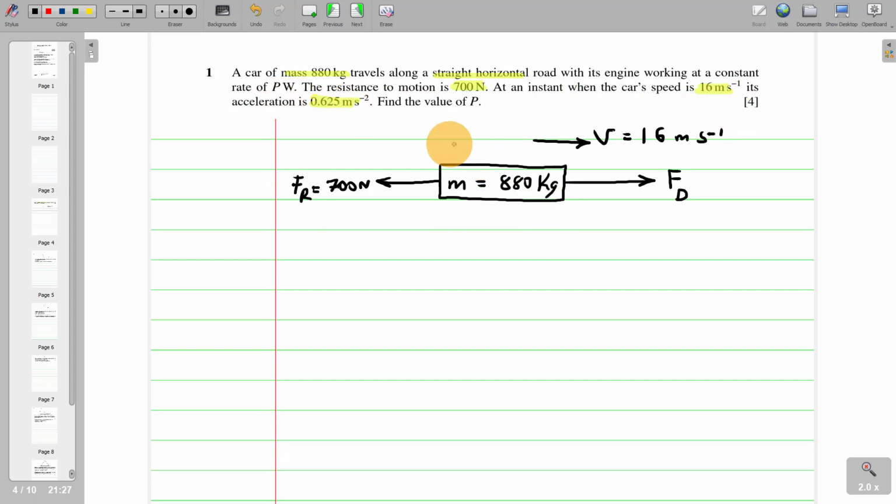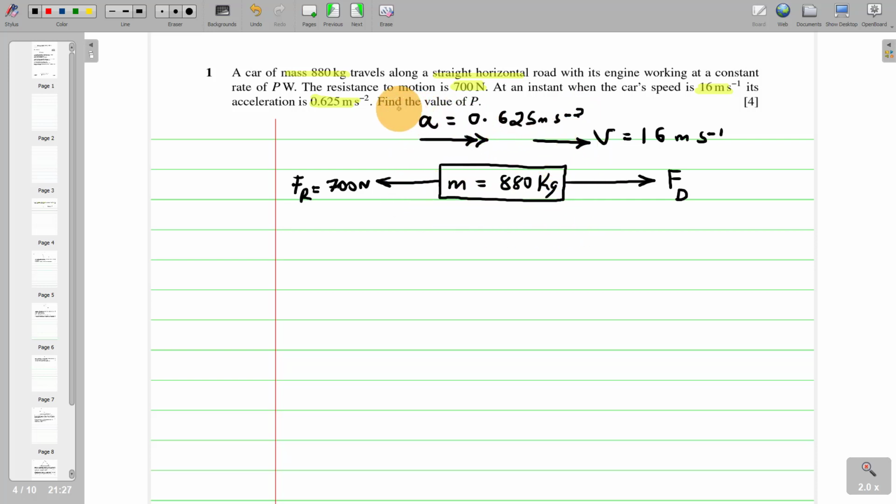So down here, or even up here, I can even put that double arrow. We usually use double arrows to represent acceleration. So the acceleration is 0.625 meters per second squared. Now we've got all the information on this diagram.